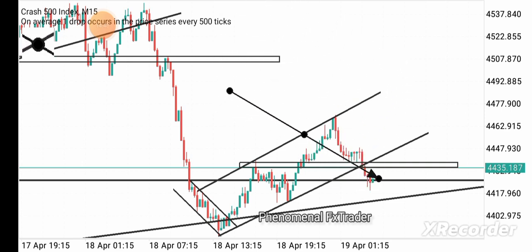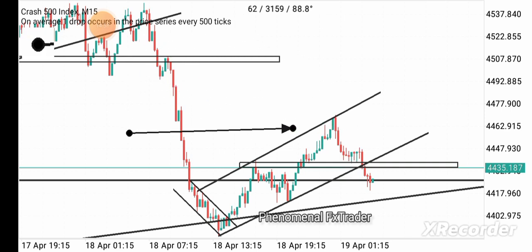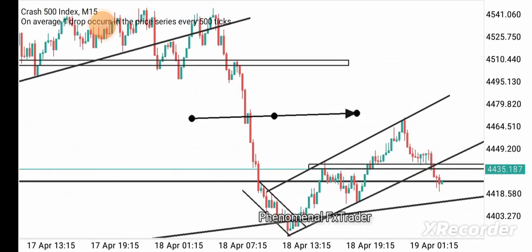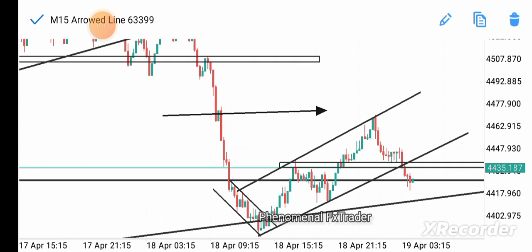So it can continue buying and will buy above this, till it gets out of this channel that is just forming. So let's just watch out for what the market is going to give. I don't know when you'll be seeing this video, but whenever you see it, just check on the chart to see how it played out. So that's just my analysis and my view on Crash 500 today.